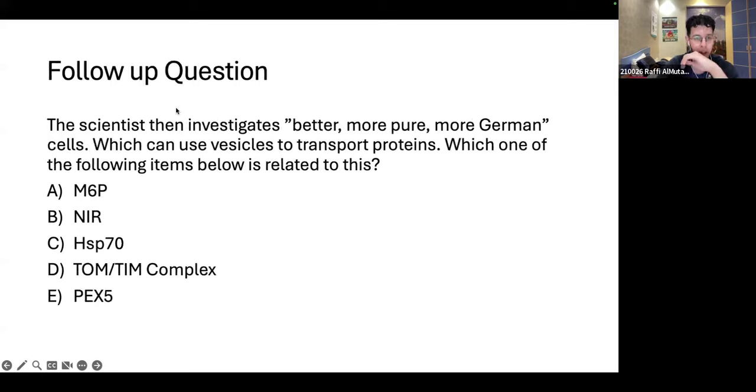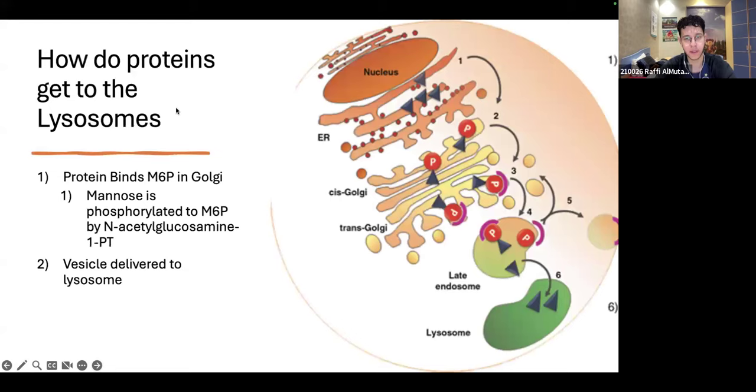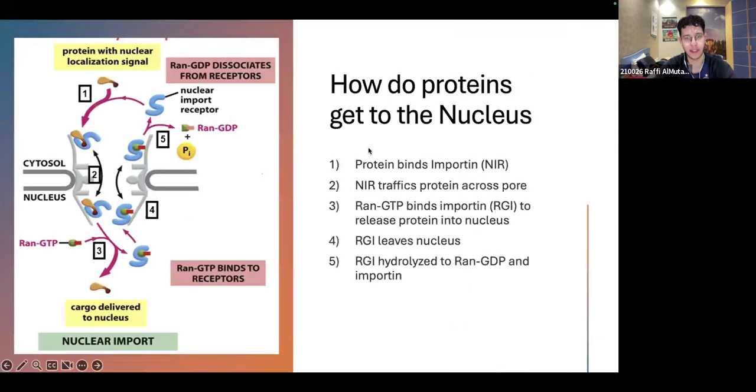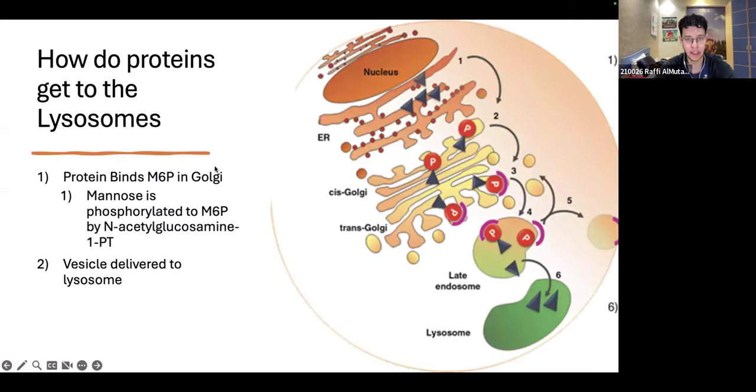Now this takes me back to the point where I wanted to re-explain lysosomes. I was asked to re-explain this slide and this slide over here. With lysosomes, all that happens is that in the Golgi, the protein binds M6P, mannose phosphate, and that causes the lysosome to take it. That's all that happens. It's transported by vesicles, and then there are some details about how we make M6P.